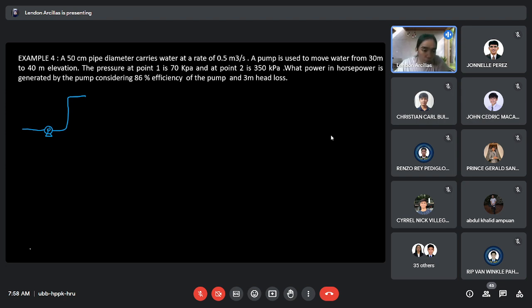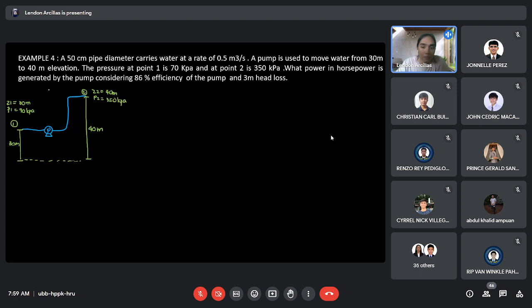So let's try to draw first the illustration. So it is a pump, used to push water from a lower point to an upper point. And it says here that point 1 is 30 meters from our reference, and point 2 is 40 meters. So this is Z1, 30 meters, and Z2 is 40 meters. What else is given? At point 1, that is 70 kilopascal. Point 2 is 350 kilopascal.